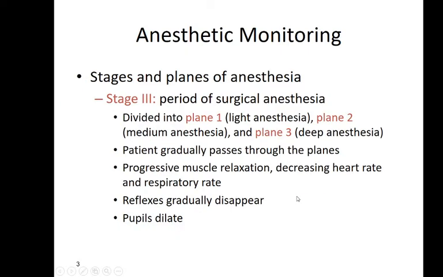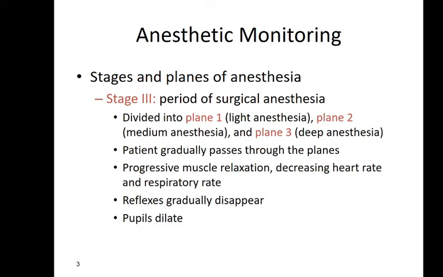All right, stage three is our period of surgical anesthesia. We have three planes of stage three. Plane one is light anesthesia, and there are some procedures that we can do with light anesthesia. Plane two is medium anesthesia, and plane three is deep anesthesia. Deep anesthesia is where we want them to be if we're entering their body cavity. That's where we need them to be to provide really good analgesia and good medical care.